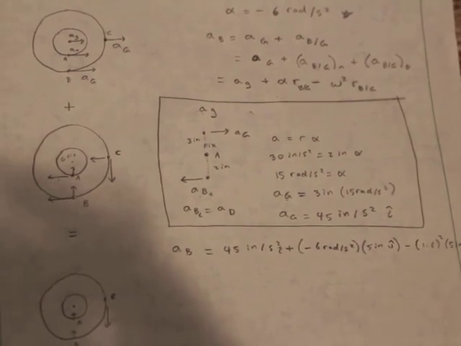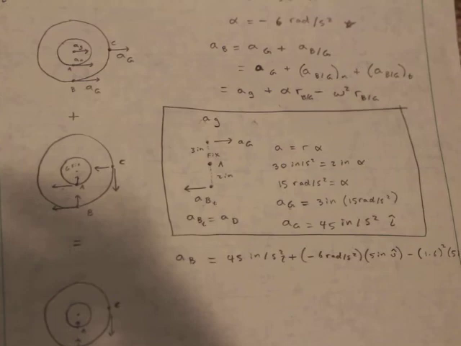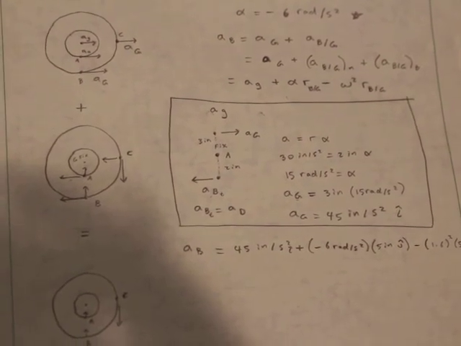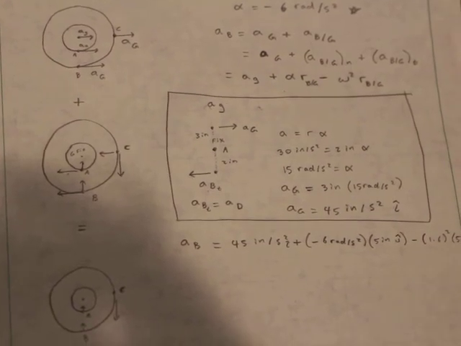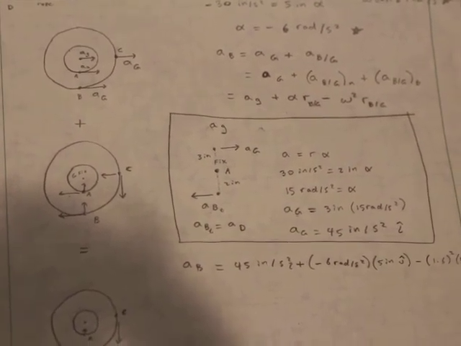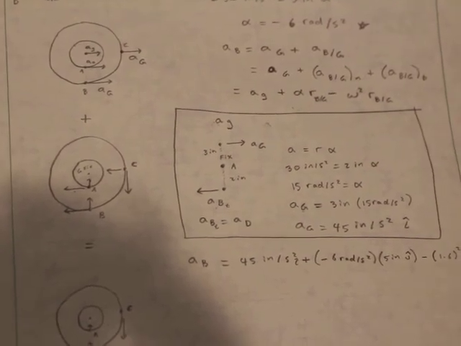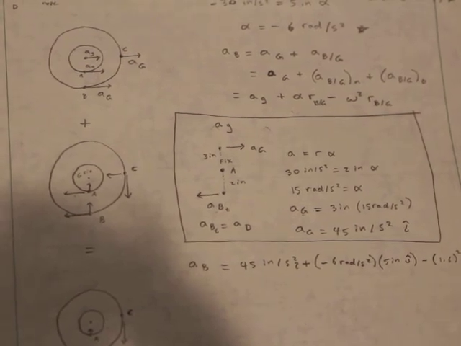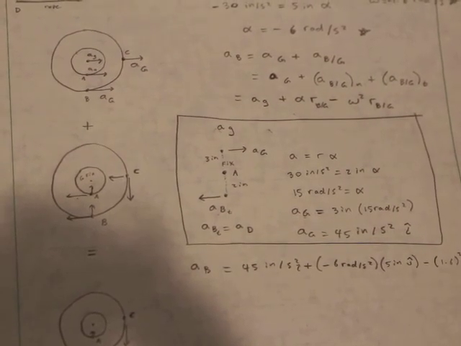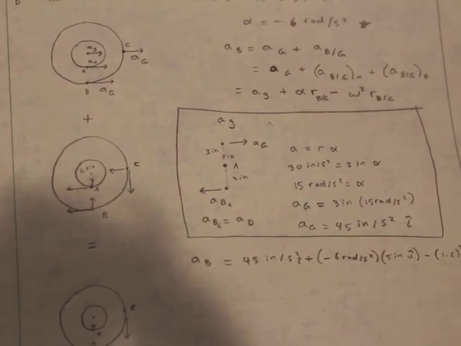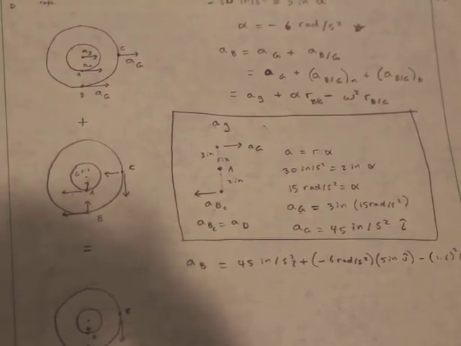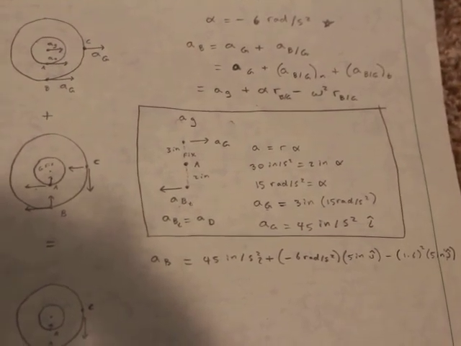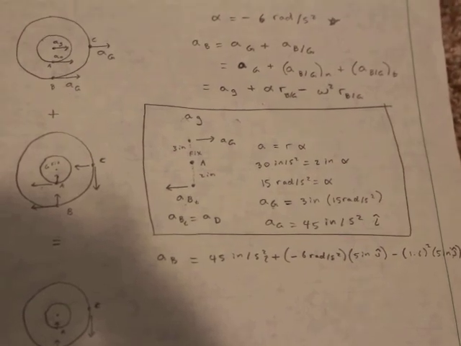So we went ahead and set up a little picture here with A fixed, the acceleration of G is 3 inches away, and the acceleration of B tangential is 2 inches, which is the same as the acceleration of D, and the acceleration is equal to the radius times angular acceleration, which gives us our angular acceleration is 15 radians per second squared. Acceleration of G is 3 inches away from that, so our acceleration of G is 45 inches per second squared. So then we wrote up our equation, got everything set up.